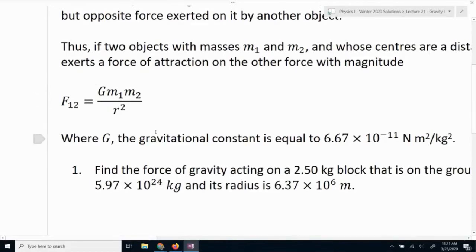is equal to this gravitational constant here, which is written below. It's equal to 6.67 times 10 to the negative 11 newtons times meters squared per kilogram squared times the mass of each of the two objects in kilograms divided by the distance between the centers of the two objects squared, where the distance is in meters. Okay, so that's the general formula. That's written on your formula sheet. It's the gravitational force between any two objects.